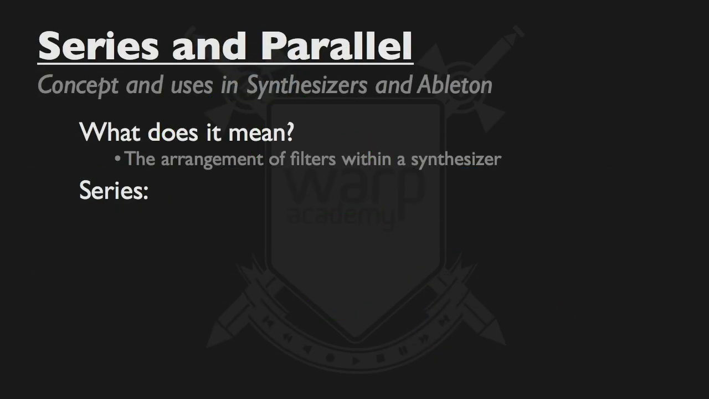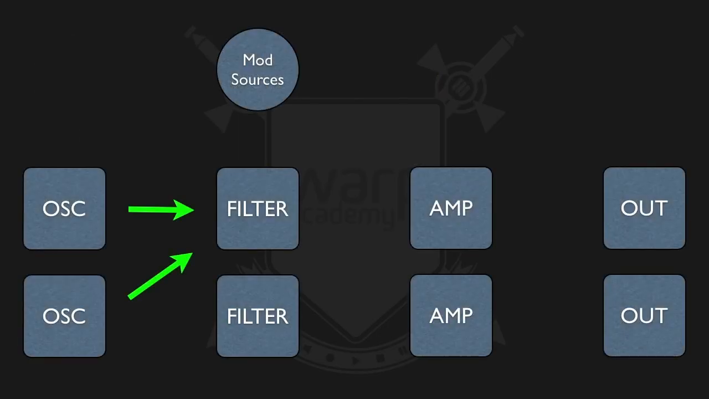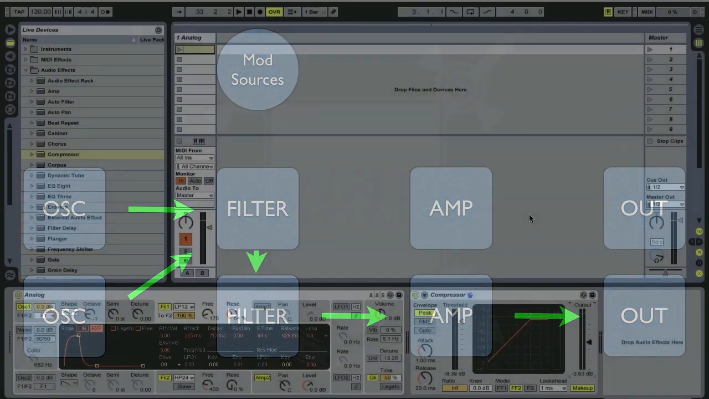You can think of series as essentially meaning in a row. In this case, audio from both oscillators is going to filter 1, and then to the amp stage for its output. When we introduce filter 2 into the flow in a series arrangement, audio passes from filter 1 to filter 2 before going to the output. This means that although filter 1 is affecting the signal coming from the oscillators, filter 2 is not affecting the oscillator's output. It's actually affecting the output of filter 1, which is what's passed on to the synth's output.